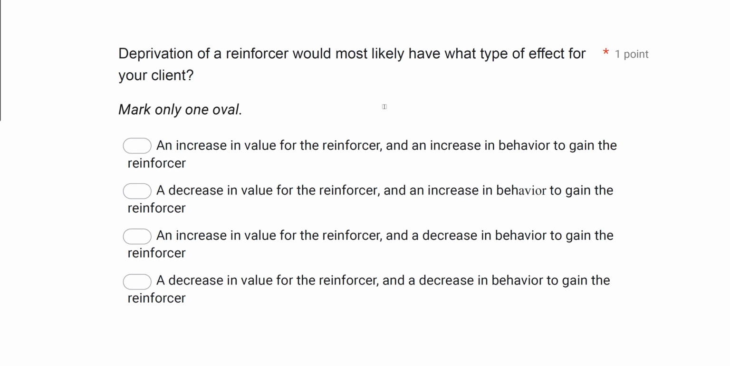Deprivation of a reinforcer would most likely have what type of effect for your client? Keyword here, deprivation. What do we mean by deprivation? And specifically, deprivation of a reinforcer. Well, when we talk about deprivation, we mean something is either being withheld or you're not getting enough of something. You're deprived of something. So if you're deprived of a reinforcer, that means you're not getting the reinforcer. If the client is deprived of a reinforcer, they're not getting the reinforcer.